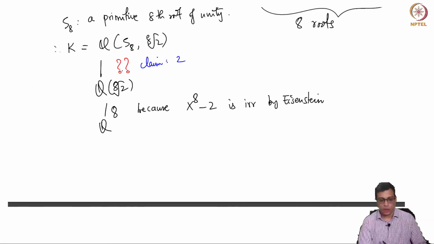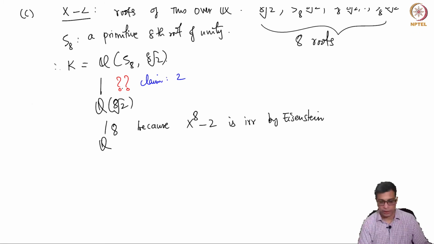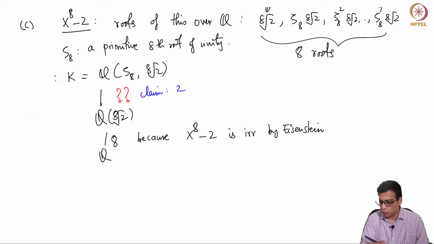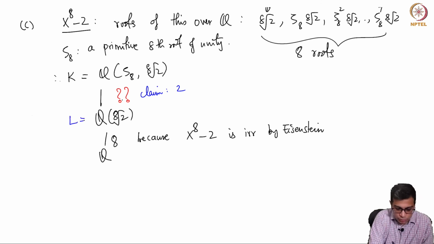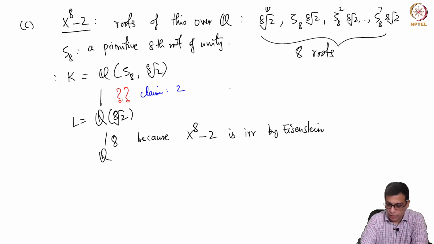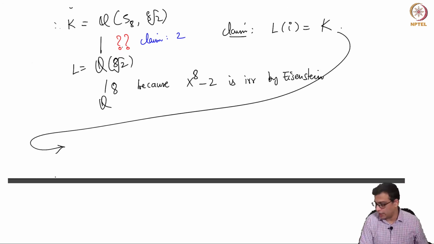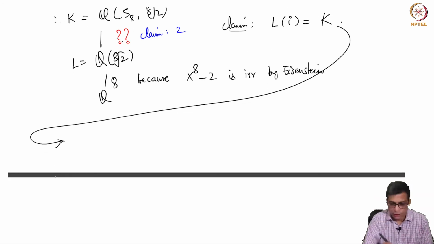Why is that? So now I am going to quickly wrap this up because I have already spent too much time on this video. So let me wrap this up by saying that, if you call this L, so I call this L, I claim that L adjoin i is K. So what is the proof of this claim here? L adjoin i is K. Why is that?